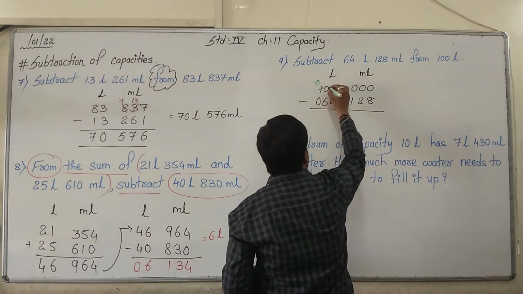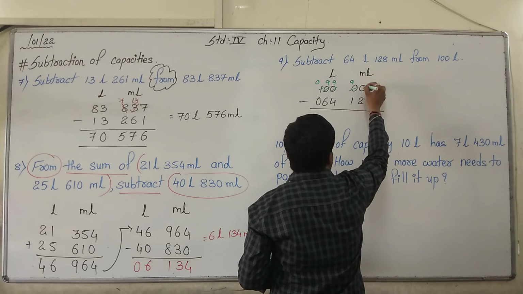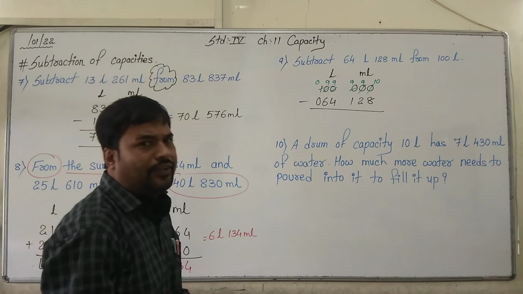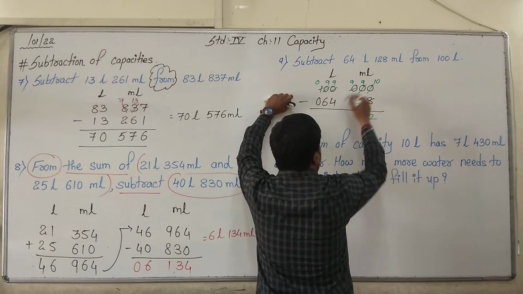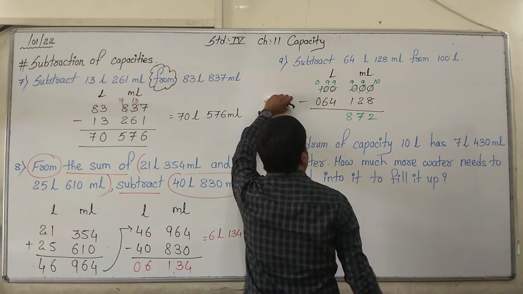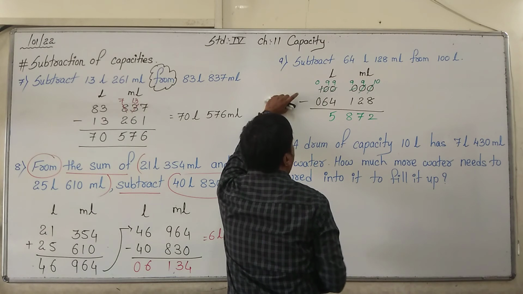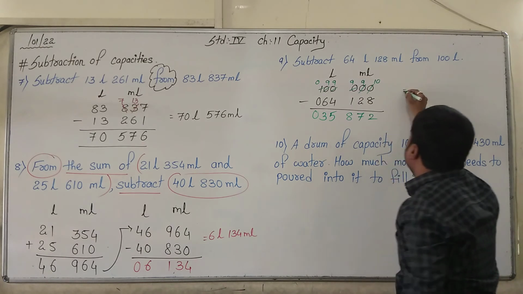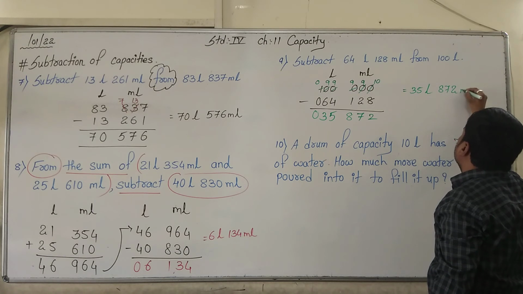So 1 will become 0, this will become 9, again this will become 9, this will become 9, 9, and finally the last will become 10. We are very familiar with it. 10 minus 8, 2. 9 minus 2, 7. 9 minus 1, 8. 9 minus 4, 5. And 9 minus 6, that is 3. And 0 minus 0, 0. So that will be 35 liters 872 ml.